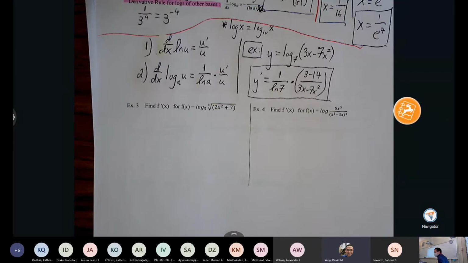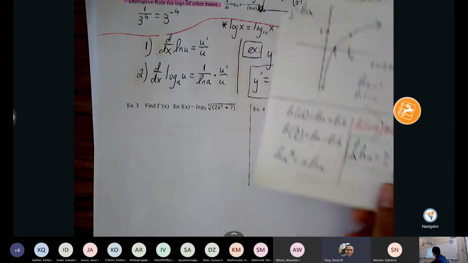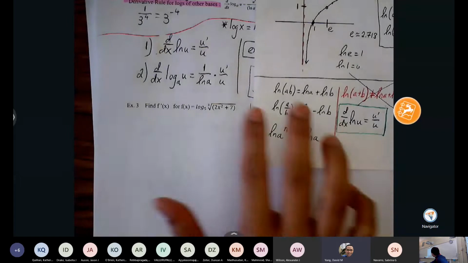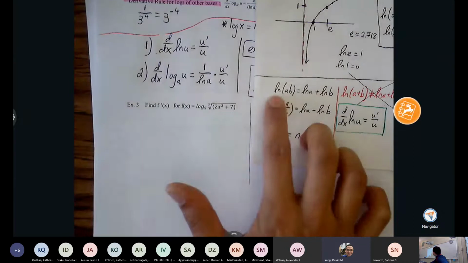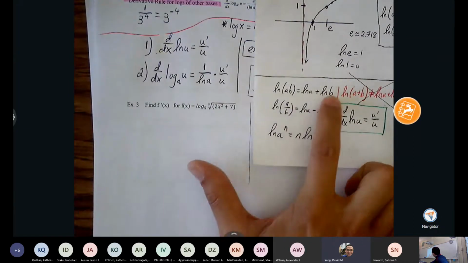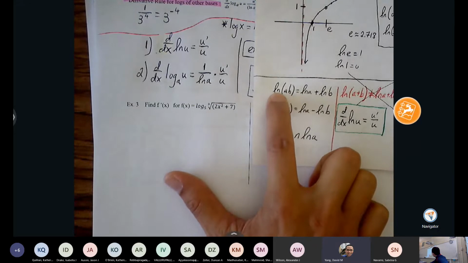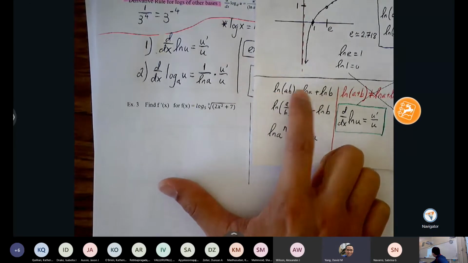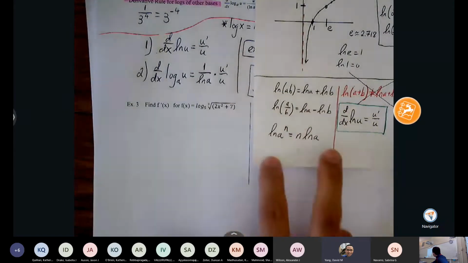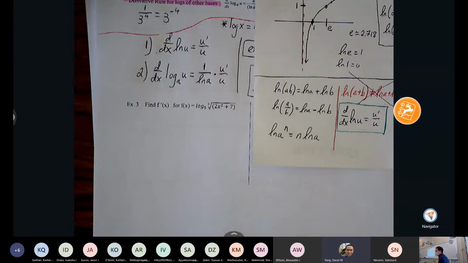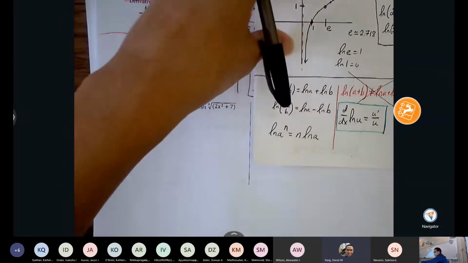Okay, questions there? So for example 3 and 4 and other examples that we're going to see, we're going to expand first if we can before we do our derivative rule. So natural log of AB can be expanded to natural log of A plus natural log of B. Same thing with log base 3 or log base 5 or log base 6 of AB: it is equal to log of that base of A plus log of that base of B. So all these properties still stand for non-base e logs. I just want to remind us of that.